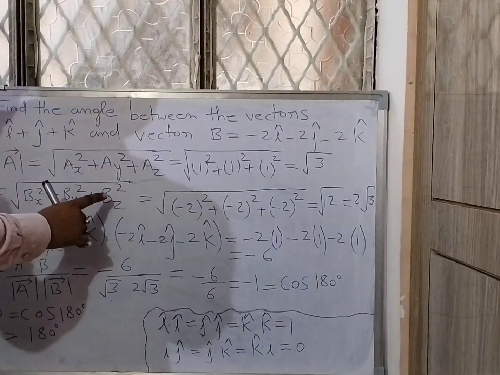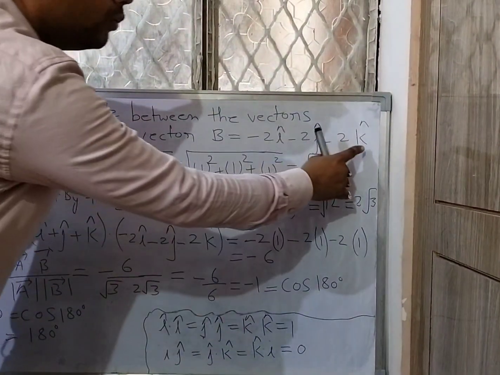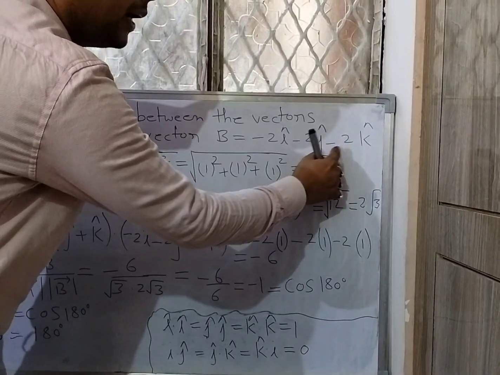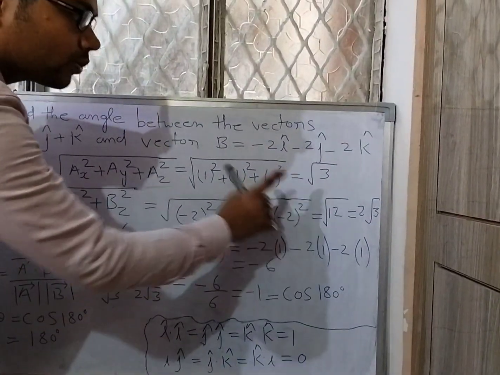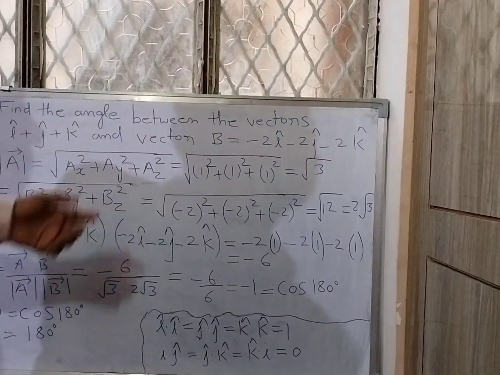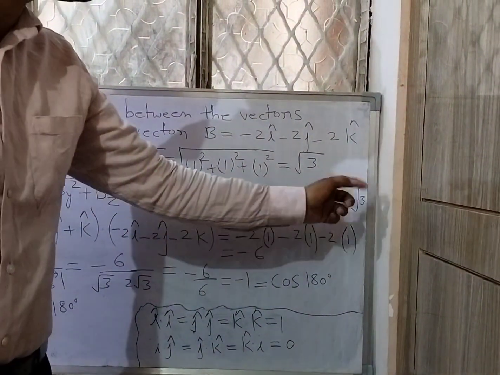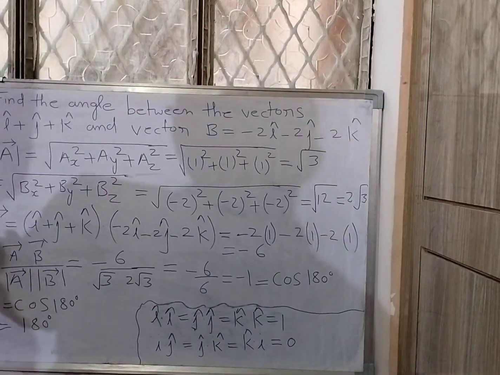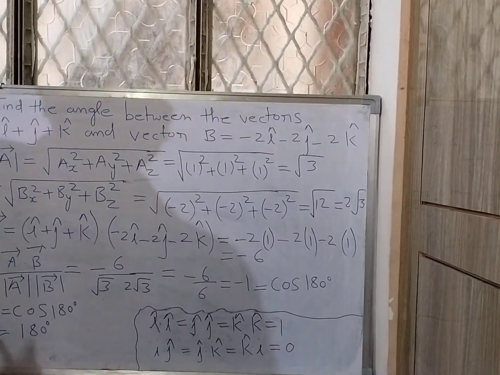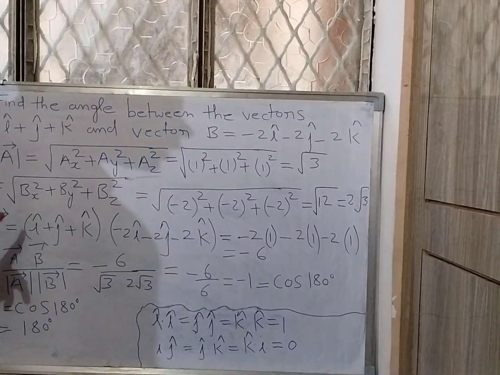In the same way, Bz square means the value of k cap. The k cap value is minus 2. So we have written minus 2 square over there. So what value will come? Under root 12, which means 2 root 3. Now we will see that we have to find out A vector dot B vector.